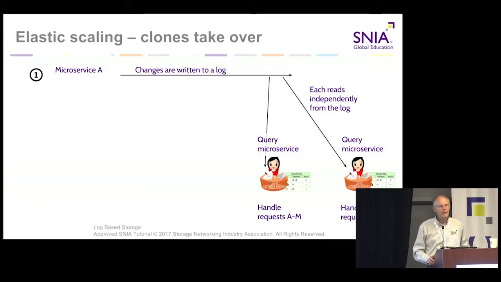Now, of course, once we've partitioned it, we don't actually need that original one anymore. We could get rid of it. We simply have the 2, 3, 10, however many instances that we need processing that data.